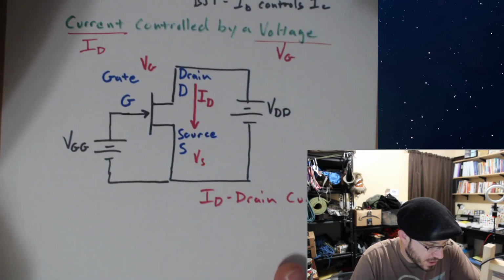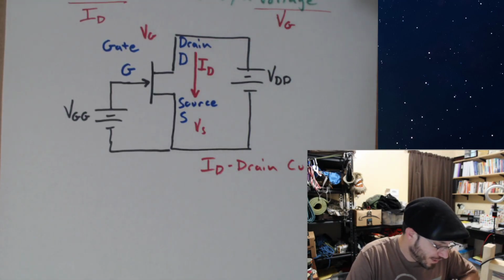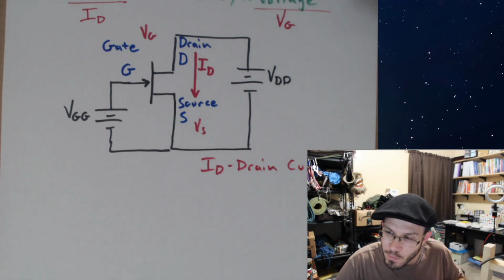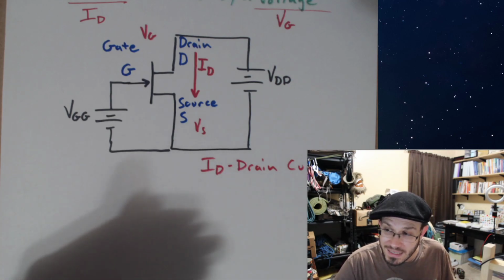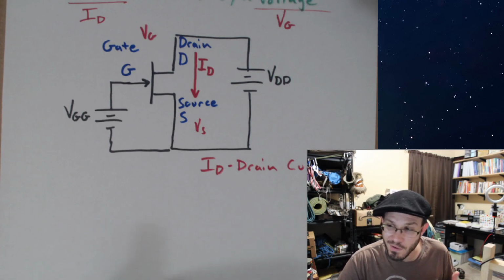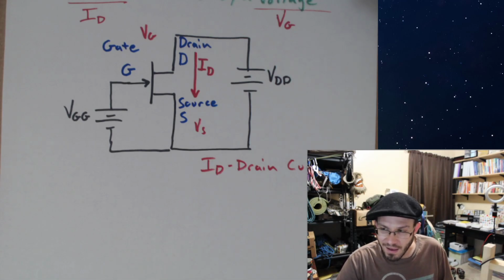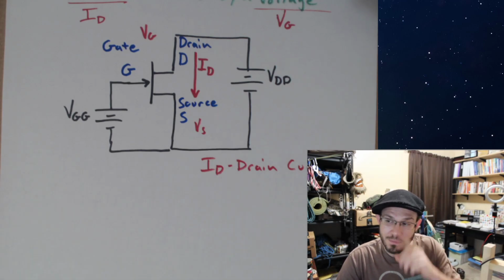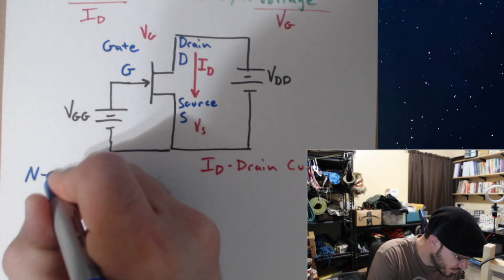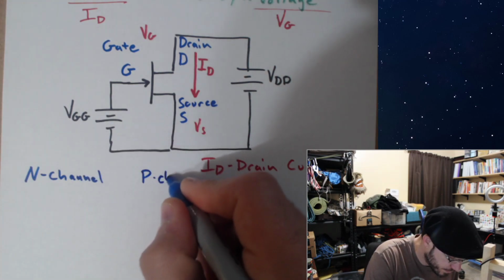I did forget to mention one thing before I get into the family. I forgot to mention a very important thing, which is, just like we have two different types of BJT transistors, NPN and PNP, we also have that same type of relationship when it comes to FETs, except they're going to be called N-channel and P-channel.